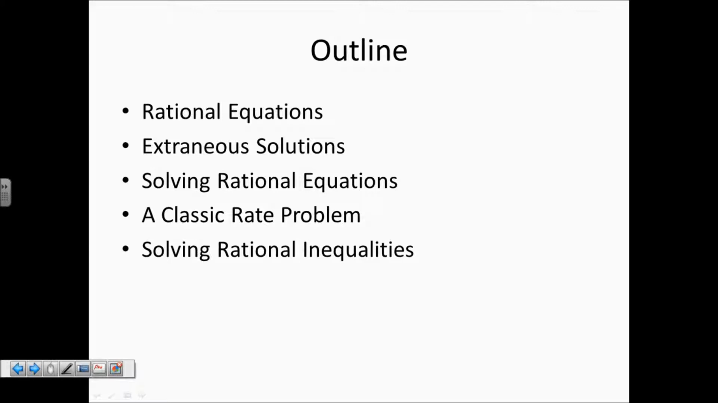We'll take a look at a classic rate problem, a problem that you're going to see a lot on the ACT and other standardized tests. And then we'll take a look at solving rational inequalities.